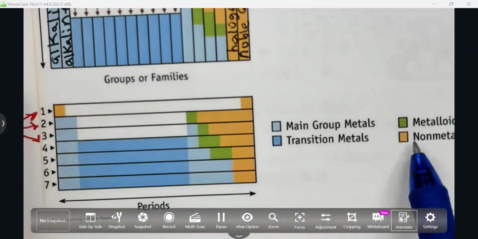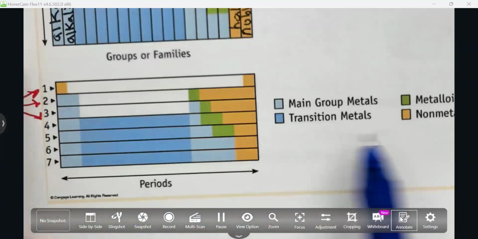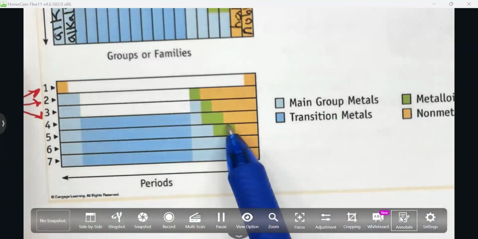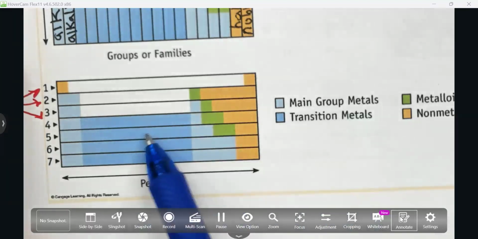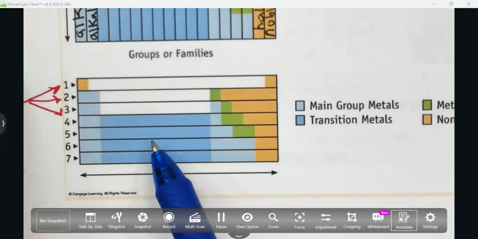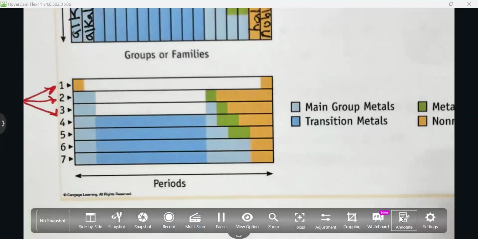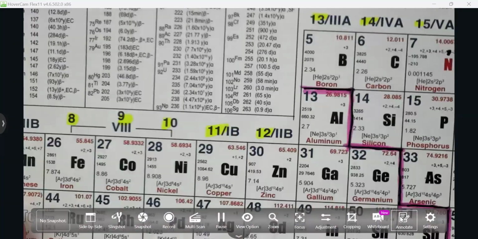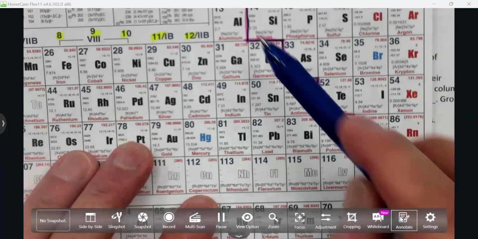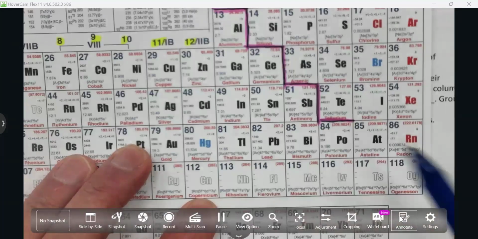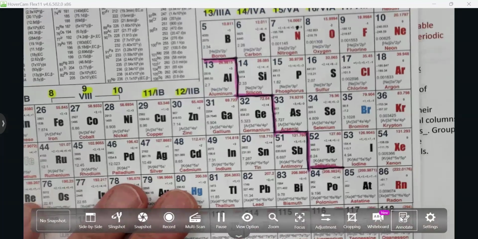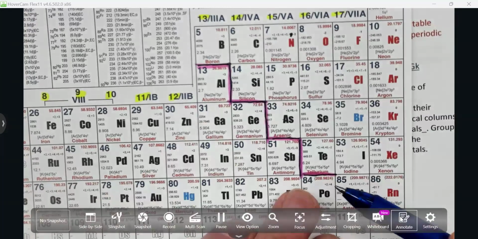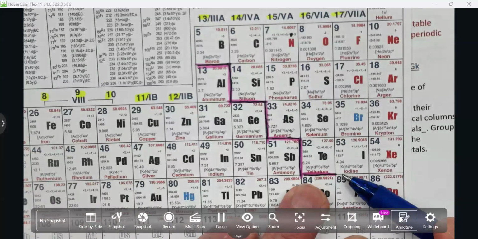Then specifically here, we've got nonmetals. We've got metalloids. And we've got the transition metals in the middle here. Now, take out your periodic table. If you take out your periodic table, let's put this staircase line in. Put this staircase line in on your table. So go between boron and aluminum. Ends right here. This matches what your textbook does.